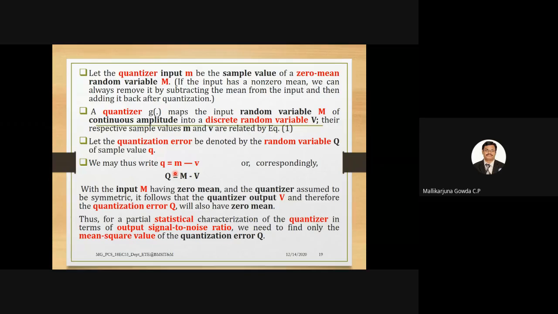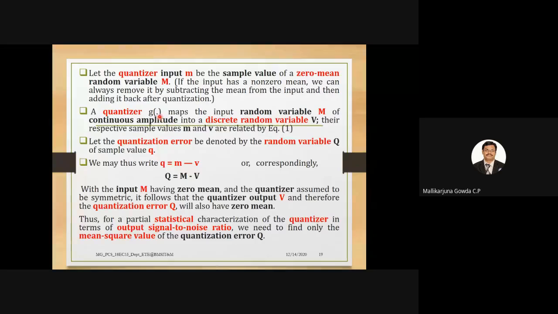I represent the quantizer input as M, the sample value of that having a zero mean, and the random variable I represent by capital M. So small m is the sample value, capital M is the random variable. I hope by this time you are able to understand the difference between small and capital variables. We represent random variables by capital letters and sample values by small letters.